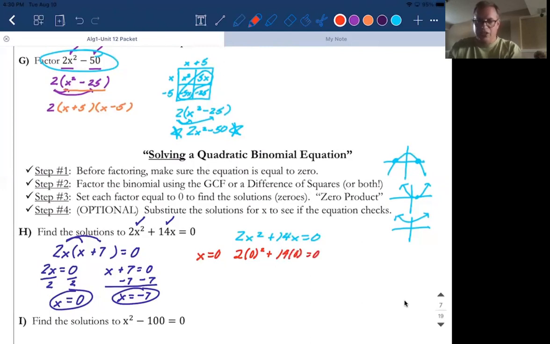So 0 squared is 0, times 2 is 0, 14 times 0 is 0. We get 0 plus 0 equals 0. Checks.